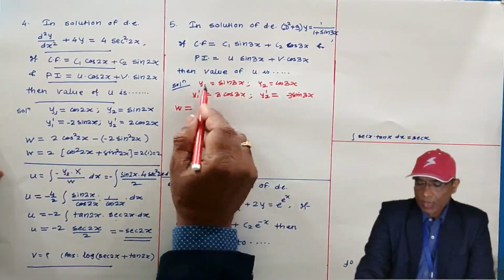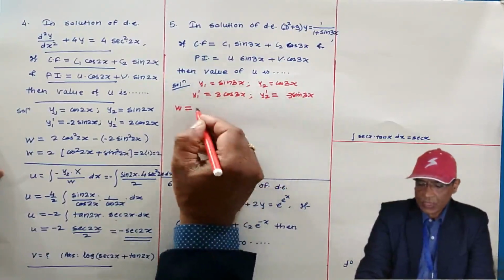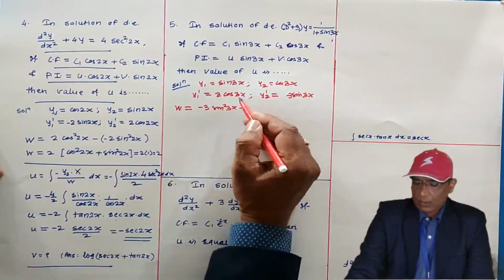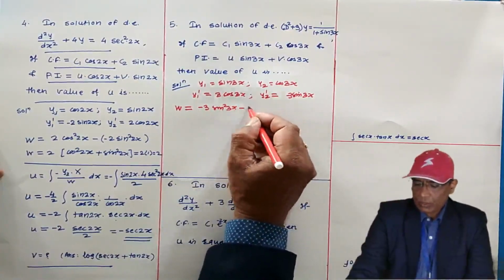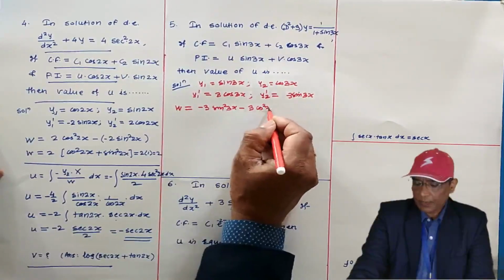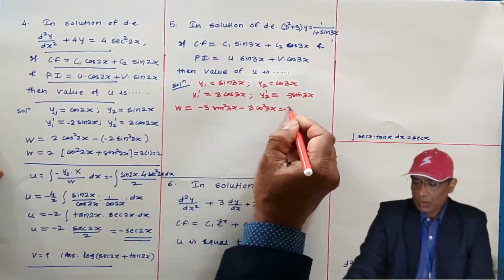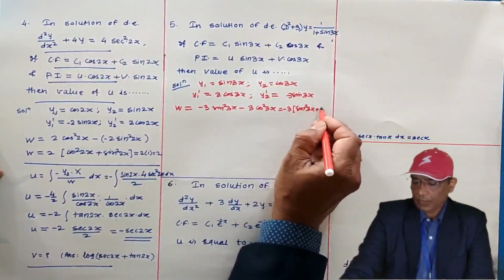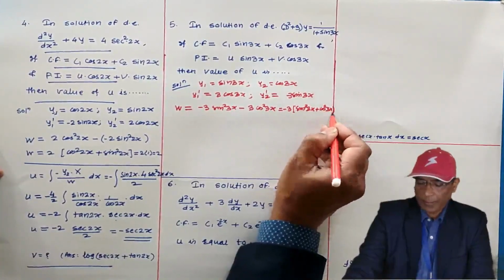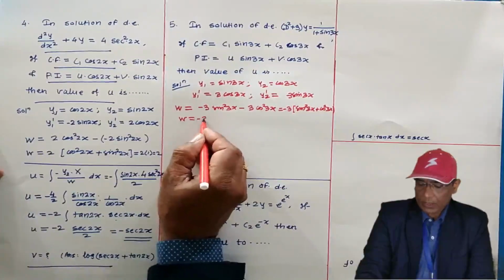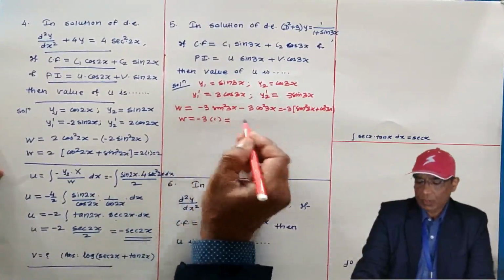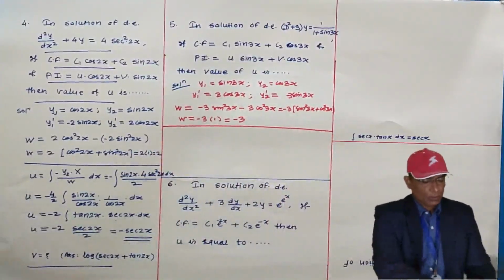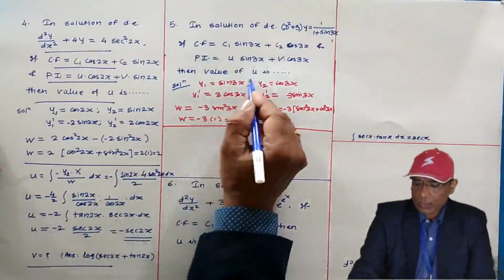Calculate the value of W, which is y1 into y2 dash, sine into sine is sine square, minus y1 dash into y2, which is 3 cos square 3x. Here minus 3 is common, so sine square 3x plus cos square 3x. W equals minus 3 into 1, because sine square plus cos square is 1. The value of W is minus 3. Now, what is asked? The value of u is asked.